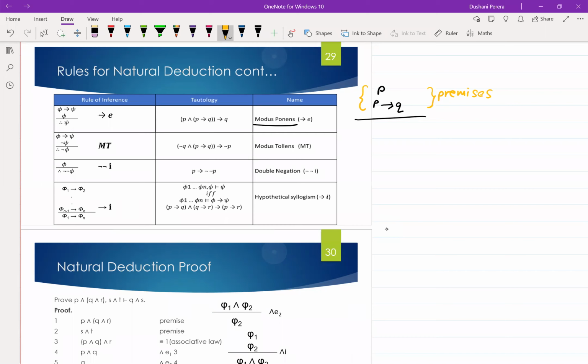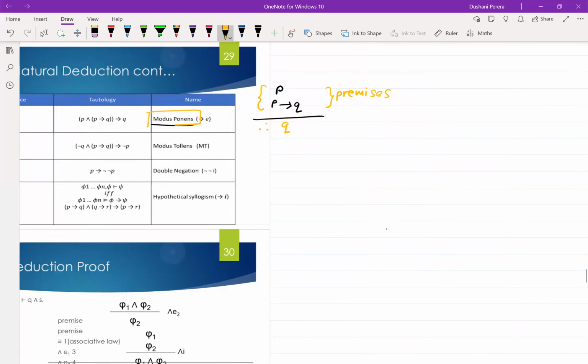This will map with logic programming in the next semester. These are the facts we already have in our data store. Using that we will be deriving certain conclusions. The conclusion that comes from this is Q. Okay, and we say that this conclusion is derived using Modus Ponens rule.